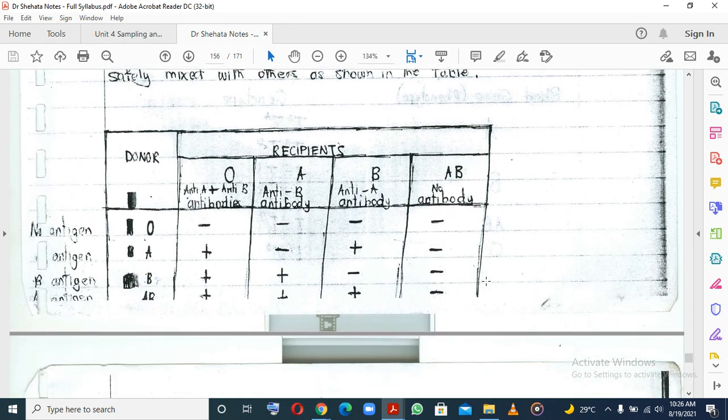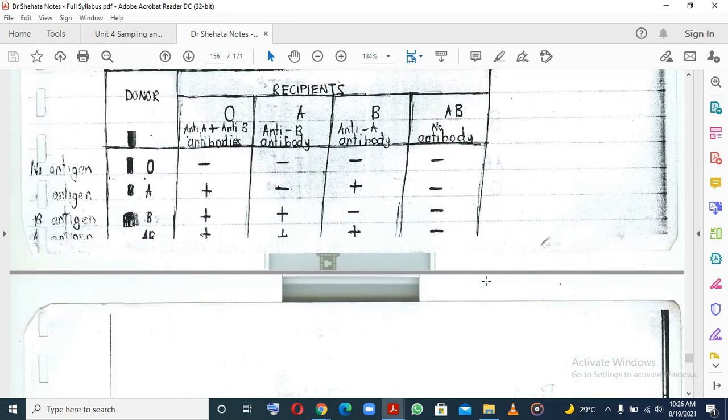So you see there, in the column we've got the donor, and in the row we've got the recipients. One thing you have to remember is that we talked about red blood cells having antigens on them. So someone with blood group O doesn't have any A or B antigens. Does that make sense?